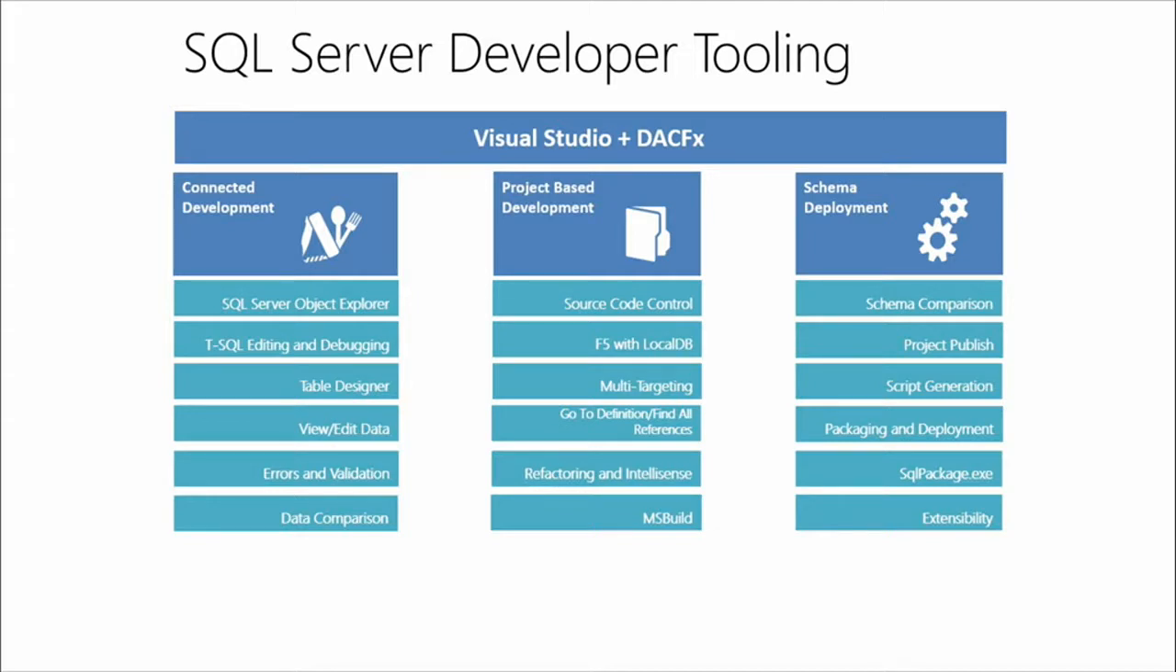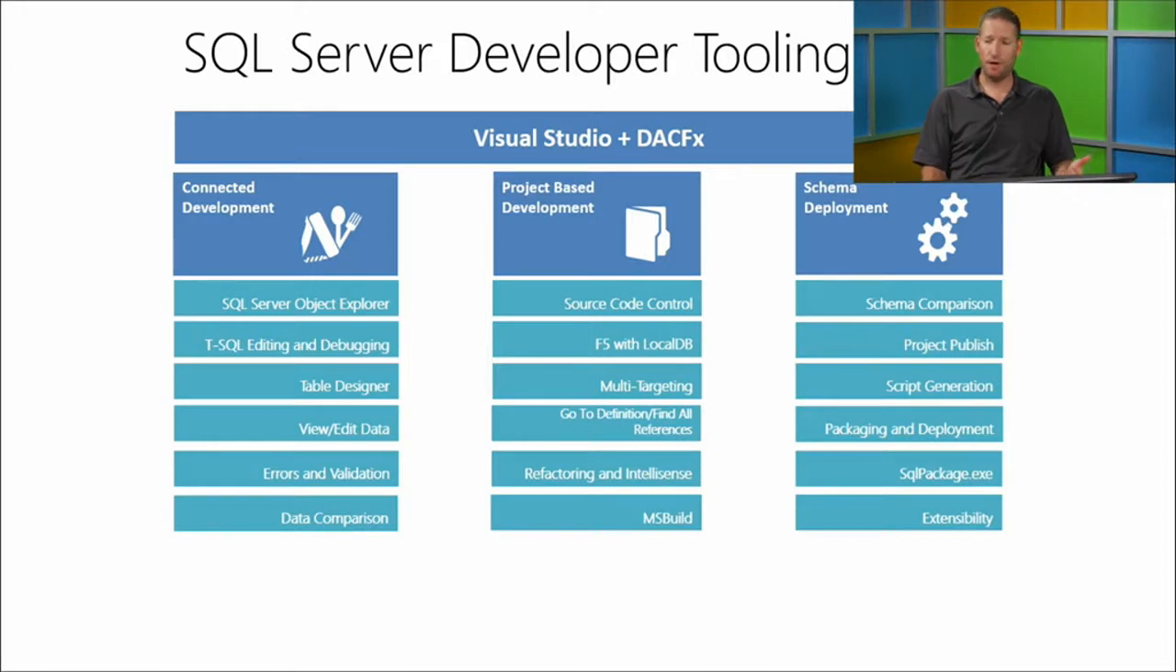We have a navigational tree that can connect to servers. You can enumerate objects. You can inspect properties without making any changes. And in our tool set, we also have a table designer, which provides a connected exposure, view and edit of data.